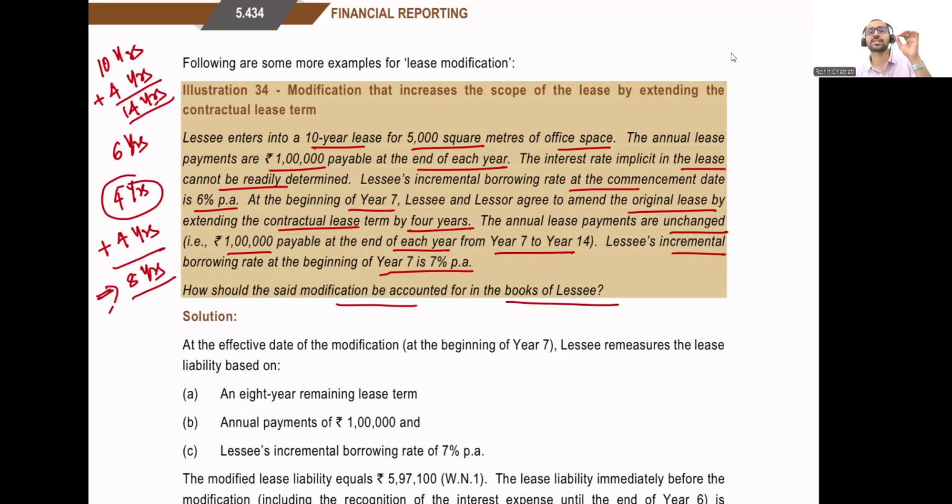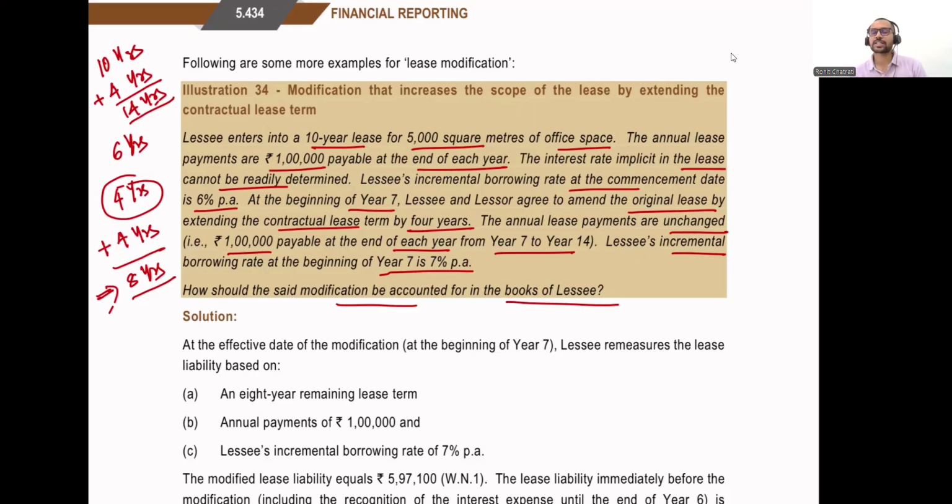Now, over here also, this is a case of modification because the lessor and the lessee are coming together and they are amending the original lease contract. Wherever lessee and the lessor are coming together and amending the original lease contract, that is going to be regarded as a modification. In illustration 36 also, they decided to change the consideration from 1 lakh to 95,000. Over here, they're keeping the consideration constant, but they're increasing the term of the lease from 10 years to 14 years, and therefore this is also going to be regarded as a case of modification.